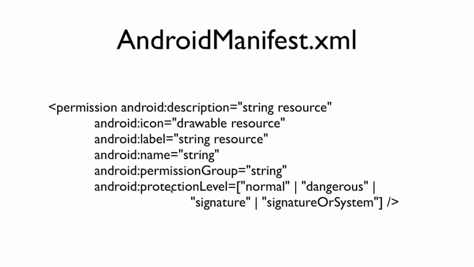And just to briefly go over those, normal would be a low risk permission that shouldn't hurt other applications, the system, or the user. Dangerous would be a higher risk permission that could provide access to private user information or could hurt the system in some way. And then signature is a permission that the system grants only if the requesting app has the same certificate as the app that created the permission.